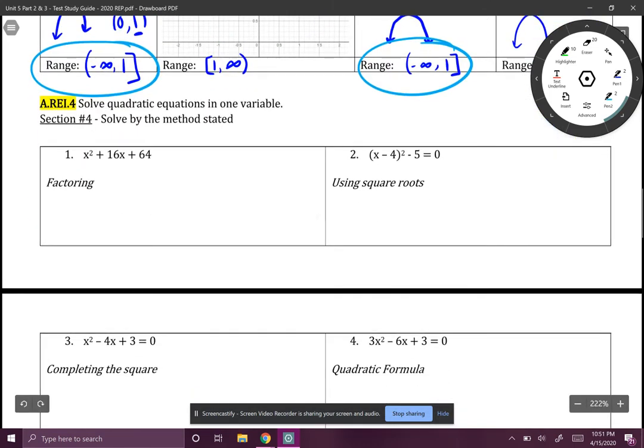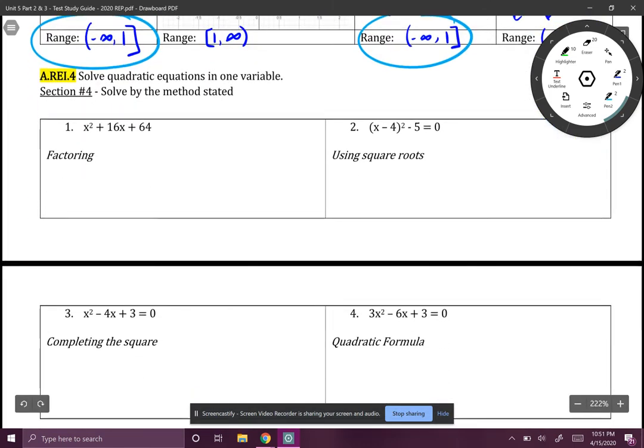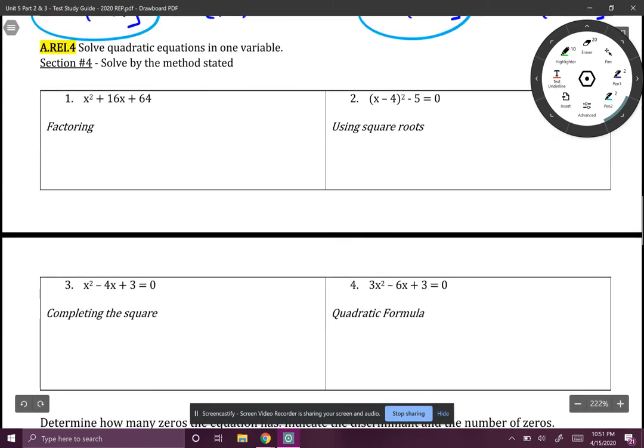Let's move to section 4. This is what your assessment is going to be over tomorrow. Like I said, you're going to have 5 questions, and these are 4 of them right here. So we are going to have to solve by the methods stated. Let's try them out. The first method is by factoring.